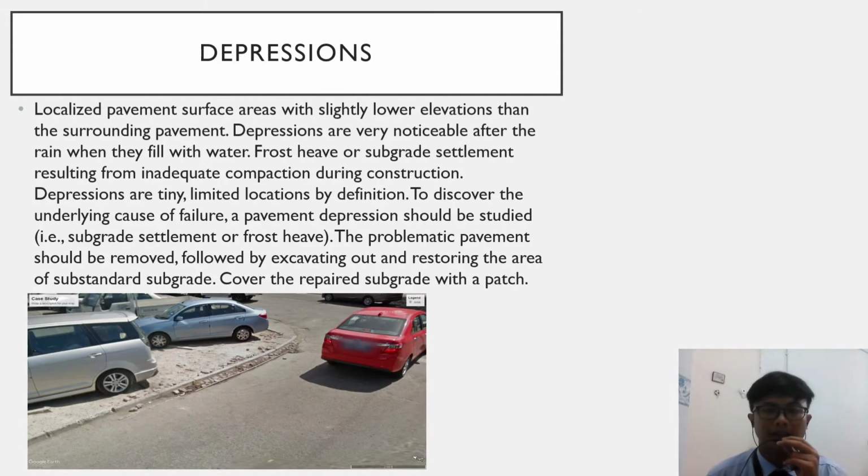Depressions are tiny and limited location by definition. So to discover the underlying cause of failure, a pavement depression should be studied. For example, subgrade settlement or frost heave. The problematic pavement should be removed, followed by excavating out and restoring the area of substandard subgrade, and cover the repair subgrade with a patch.